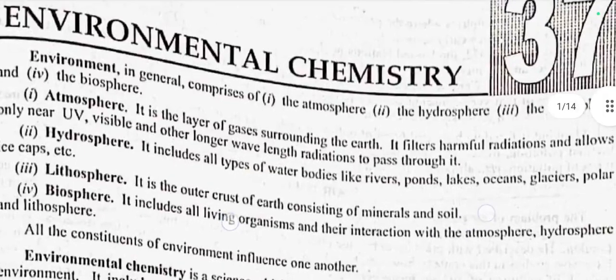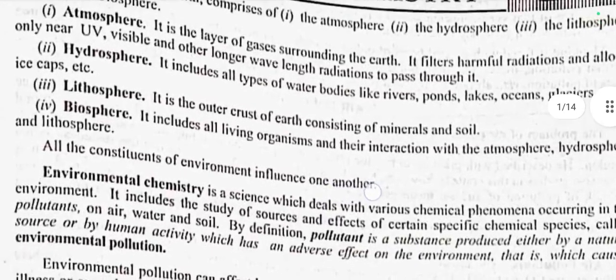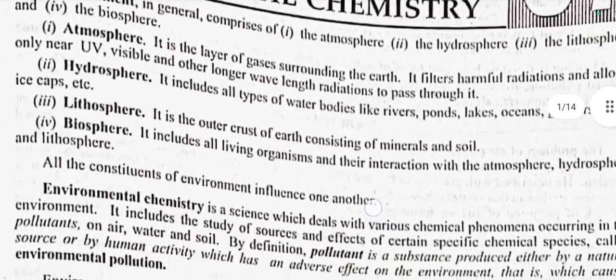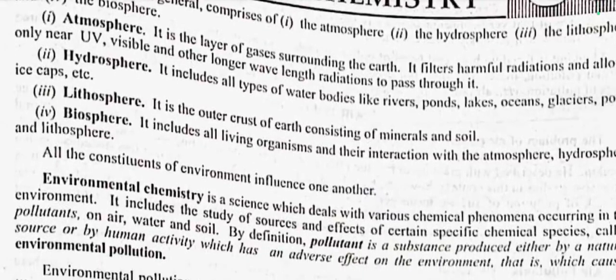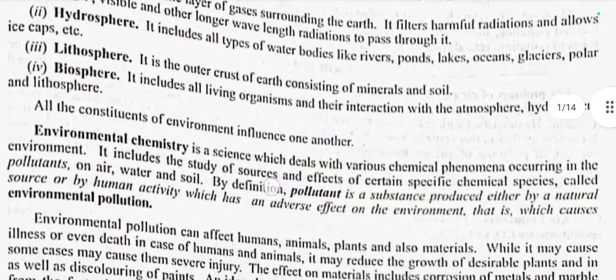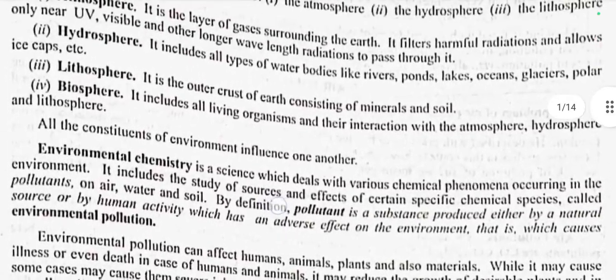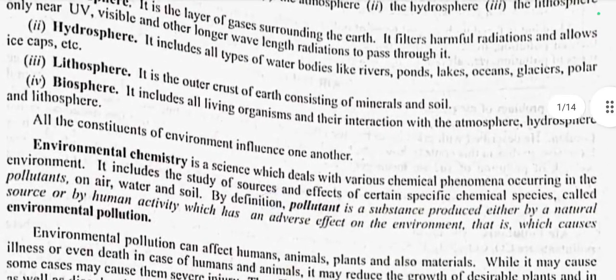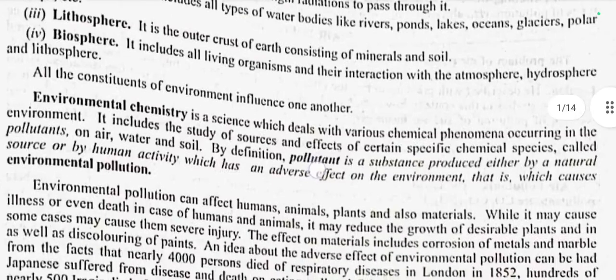Second, hydrosphere. It includes all types of water bodies like rivers, ponds, lakes, oceans, glaciers, polar ice caps, etc. Third, lithosphere. It is the outer crust of Earth consisting of minerals and soil. Fourth, biosphere. It includes all living organisms and their interaction with atmosphere, hydrosphere, and lithosphere. All the constituents of environment influence one another.